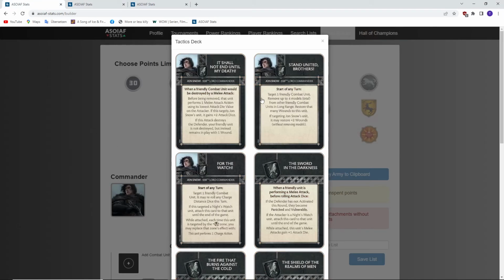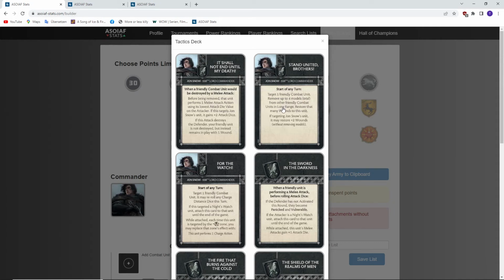So to make this a bit clearer, let's just look at an example here. The card, where is it? Stand United Brothers, for example. So it's a tactics card. It doesn't have a unit in its trigger, so no target there. Start of turn, you play it. Now it says target one friendly combat unit. Obviously there is targeting happening. It says target, and this friendly combat unit gets targeted in this moment.